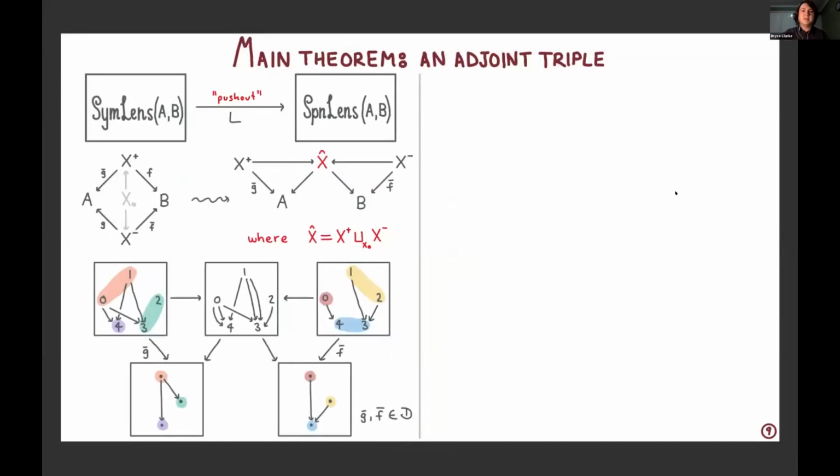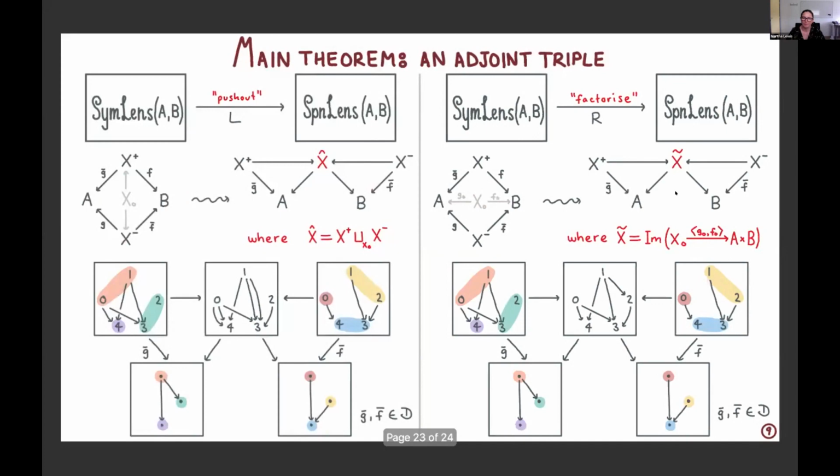Thank you. And so the main theorem is really just this adjoint triple, so we can produce this left adjoint and this right adjoint, and the details of how you construct that are really interesting.